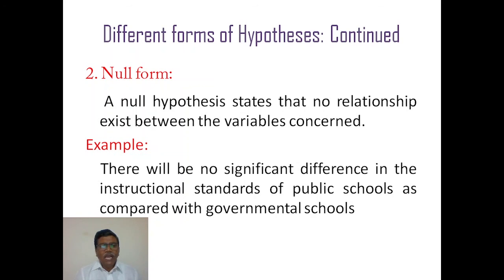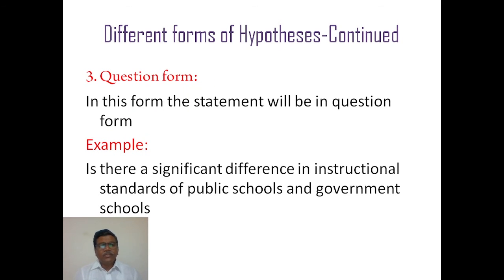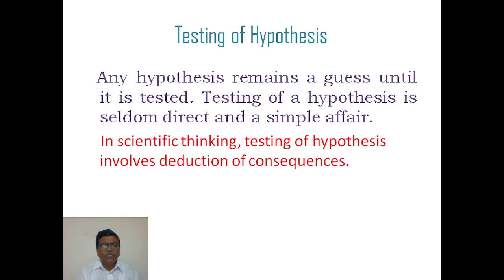And second one, null form. A null hypothesis states that no relationship exists between the variables considered. For example, there will be no significant difference in the instructional standards of public schools as compared with governmental schools. Number three, question form. In this form, the statement will be in question form. For example, is there a significant difference in instructional standards of public schools and government schools?